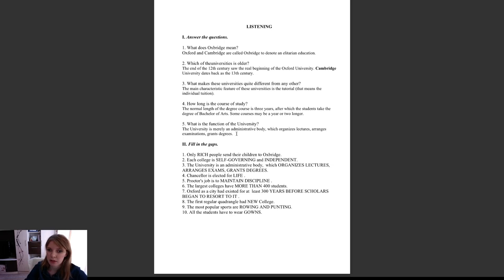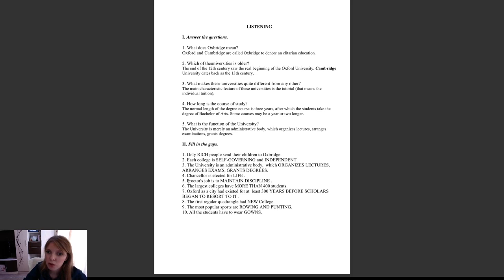Number one, only rich people send their children to Oxbridge. Well, according to the text, again, only rich people. Number two, each college is self-governing and independent. So you had to write two words in this point. Number three, the university is an administrative body which organizes lectures, arranges exams, grants degrees. Number four, chancellor is elected for life. Number five, proctor's job is to maintain discipline.